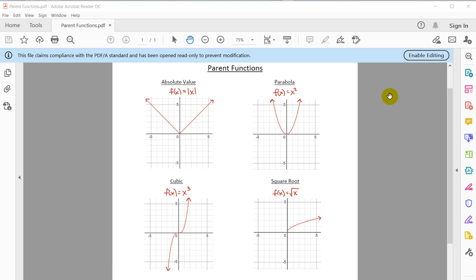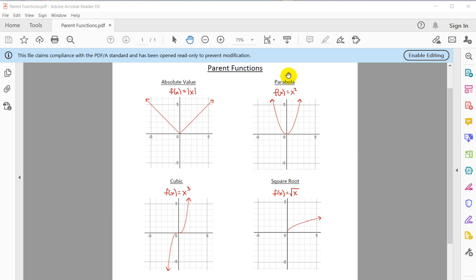Hello. Okay, so the purpose of this video is to teach you about parent functions and how they can be transformed. Okay, so let's look at each of these graphs that we have here. Okay, so we have this one. So we have the absolute value. We've dealt with absolute values before. If you were to graph something like this, it's going to have the shape of a V.